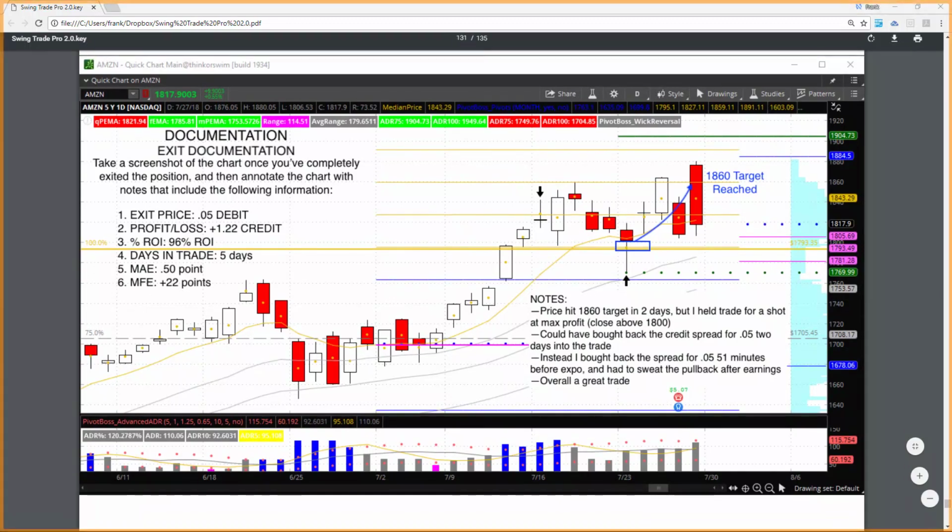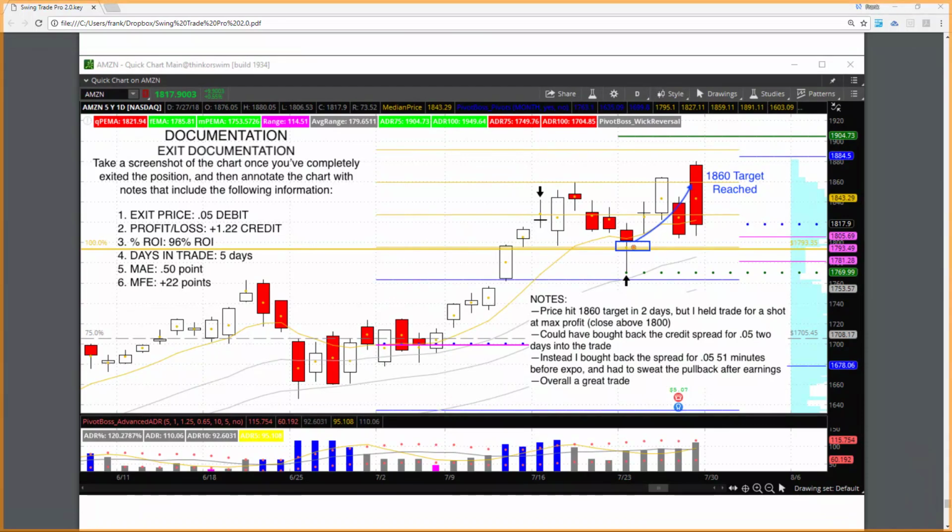Alright, so here we are, 4 days until earnings. Remember, I got into the trade right here. Price pops up and hits 1860 2 days later. So we got the favorable pop we were expecting. And then price pulls back almost to 1800, and that's on earnings. The day after earnings, price gaps up again and hits 1880, and then drops almost all the way back to 1800. So let's talk about this trade a little bit.